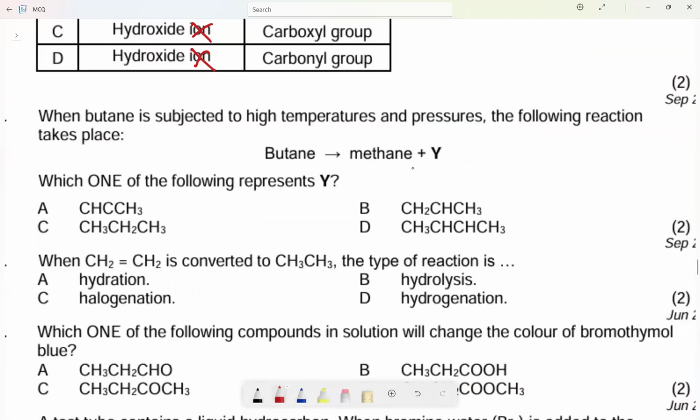When butane is subjected to high temperature and pressure, this is cracking. Remember, when cracking occurs, I need to form an alkane plus an alkene, or an alkene plus H2. Butane is C4H10. So I have methane, which is CH4.